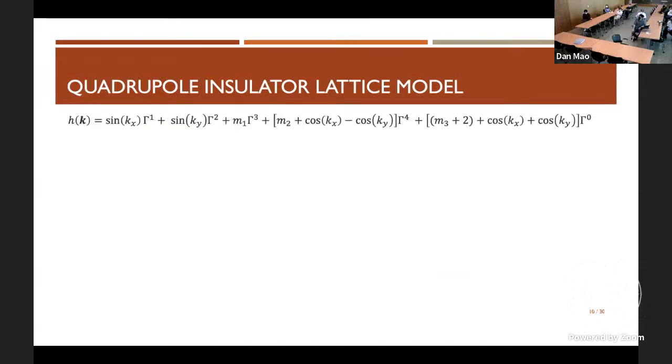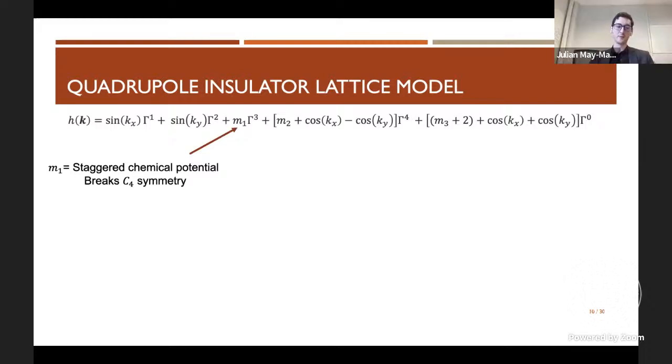All right, so let's try to understand this lattice model a bit better now, and in particular, what these M1, M2, and M3 terms listed here actually correspond to physically. So first, there's this M1 term, which is going to be interpreted as a staggered chemical potential, which breaks C4 symmetry.